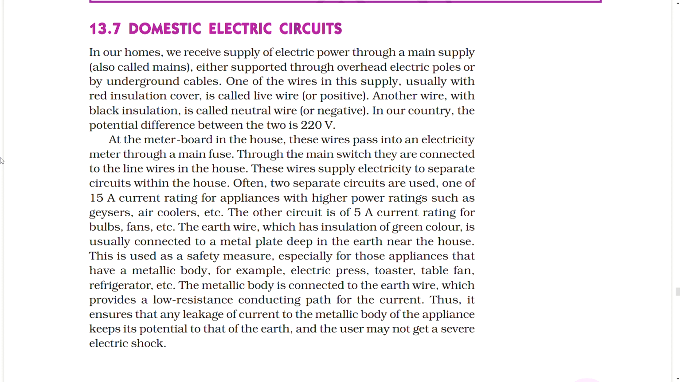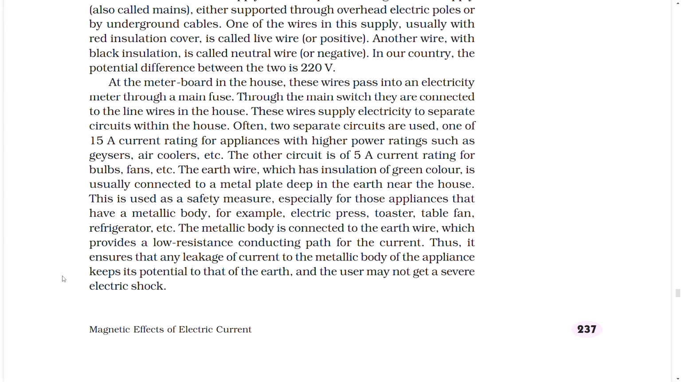The earth wire, which has insulation of green color, is usually connected to a metal plate deep in the earth near the house. This is used as a safety measure, especially for those appliances that have a metallic body. For example, electric press, toaster, table fan, refrigerator, etc. The metallic body is connected to the earth wire, which provides a low resistance conducting path for the current. Thus, it ensures that any leakage of current to the metallic body of the appliance keeps its potential to that of the earth, and the user may not get a severe electric shock.